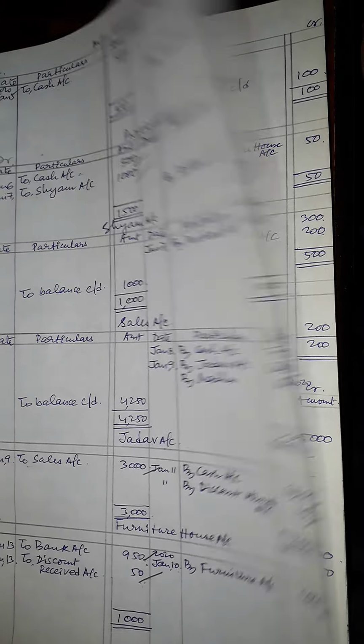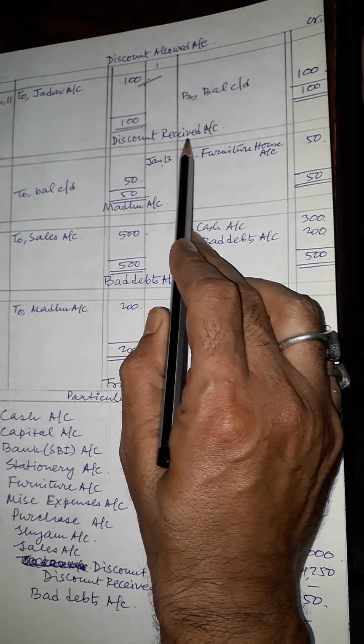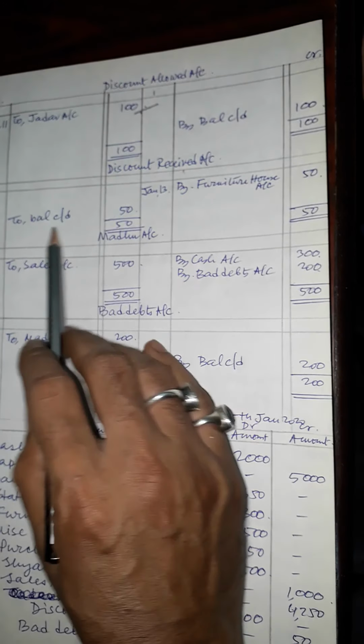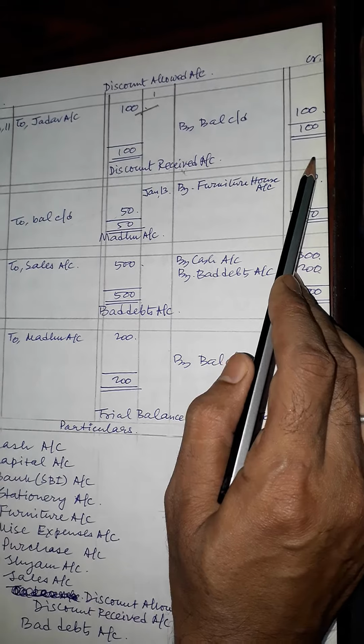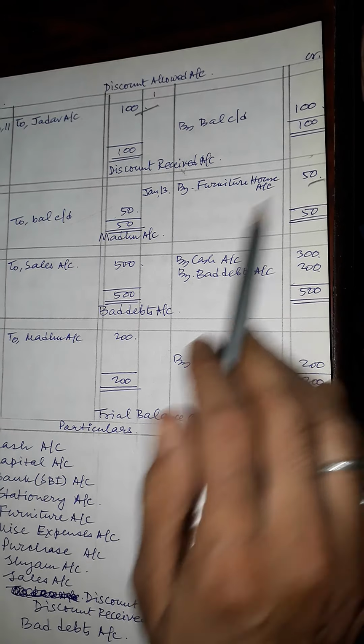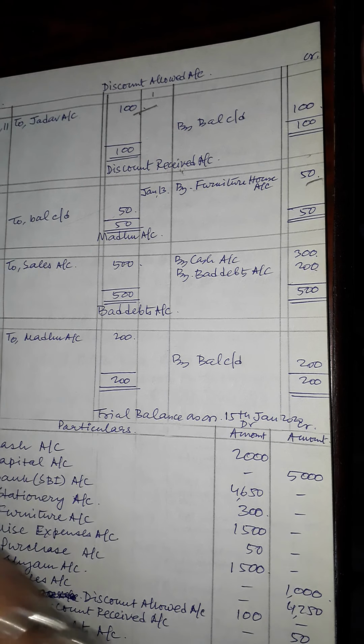And discount received is one sort of income or gain. So discount received account is credited by furniture house 50. So these are the two aspects of this transaction and how to post it.